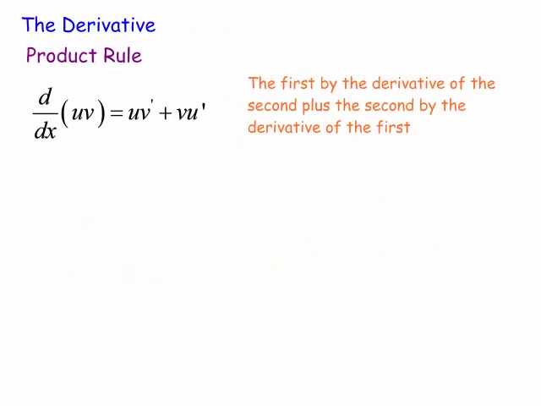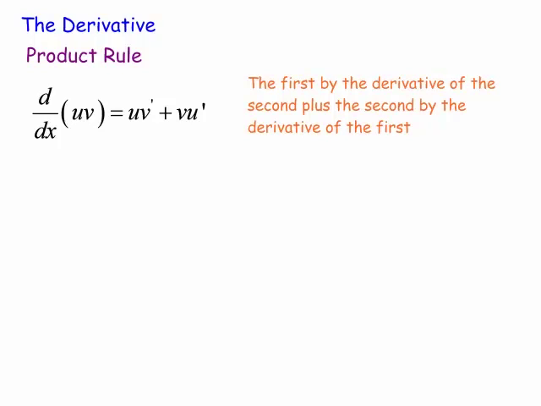Okay, the product rule. Now, the product rule is in fact basically the derivative of two functions multiplied together. Now, it's not as simple as just getting the first function, differentiating it, and multiplying by the differentiation of the second function. It's more complicated than that, and you can see here the rule basically says the derivative of a product is the first one by the derivative of the second one plus the second one by the derivative of the first one.